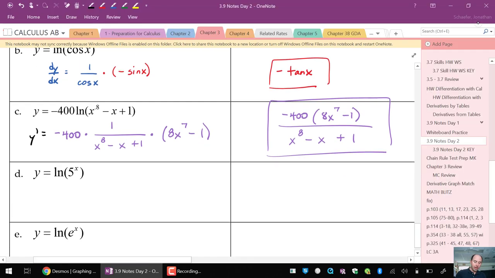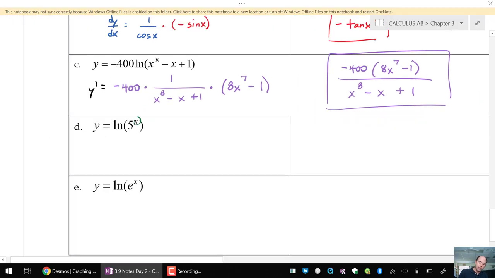And then 2 more to go here. We have the natural log of 5 to the x. What if I use a log property? Swing that exponent out in front, make it a multiplier. So I have x times the natural log of 5. And here, be careful, because the natural log of 5 is a number. It's a constant. It's a value.